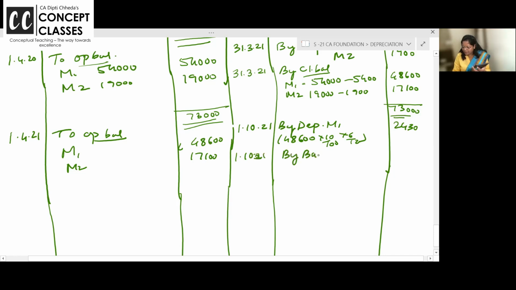Once you take depreciation, then you write the sales value. By bank. What is the sales value? 28,600. And now there is profit or loss. Just assuming loss, let us make working note 1.